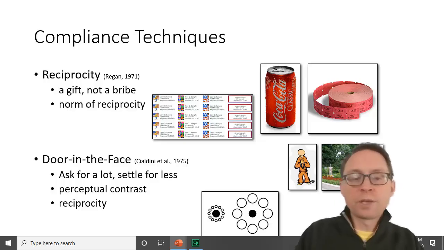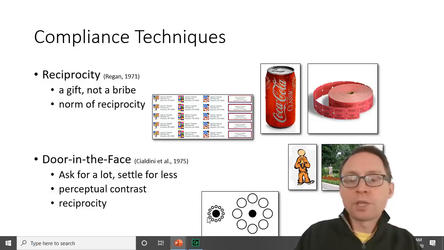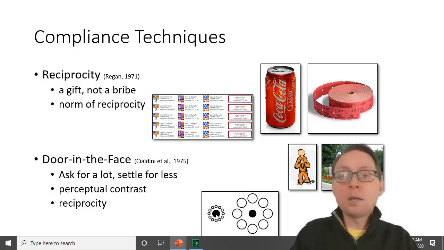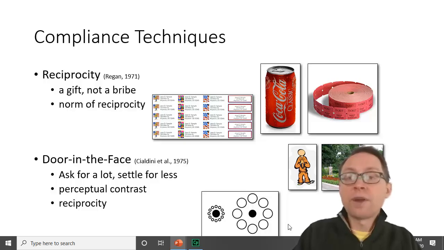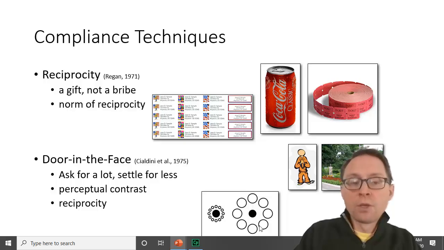Why does this work? Well, sometimes we think it's because of perceptual contrast. If you remember when we were talking about perceptual illusion, sensation and perception, we talked about how things here are different depending on what's going on. So for example, this black dot is exactly the same size, but the smaller dots make this one look bigger, and the bigger dots make this one look smaller, even though these black dots in the middle are exactly the same size. Well, the same thing can happen in concepts as well. It seems a lot less for me to volunteer my time one time this weekend if you're comparing it to, hey, I've got to volunteer 5 hours a week every week for a year. So door in the face creates an idea of perceptual contrast.